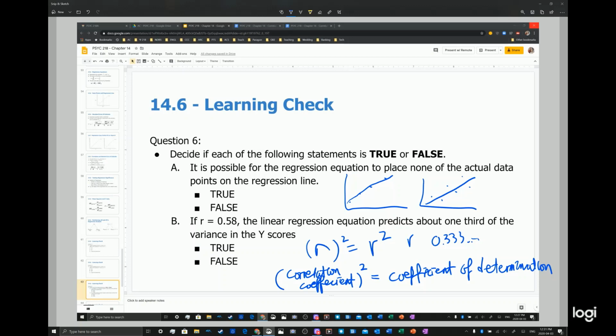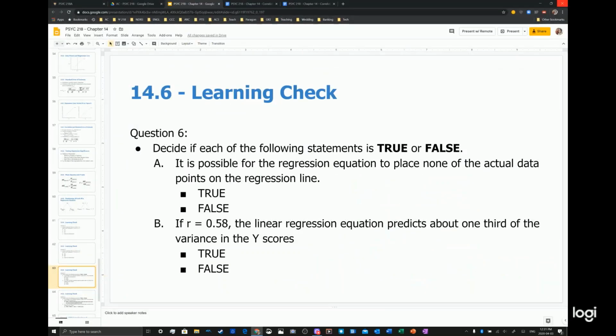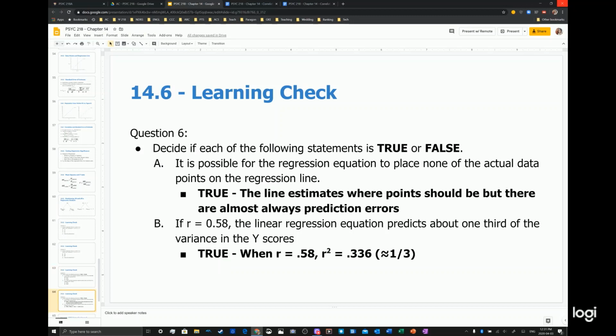So when we square R, we get the coefficient of determination, which does show how much the regression line predicts the variance. So that's that bit there.